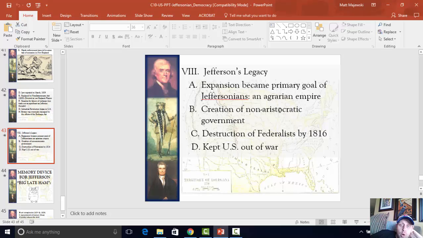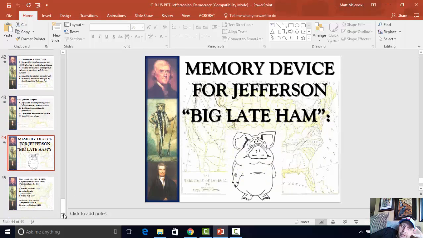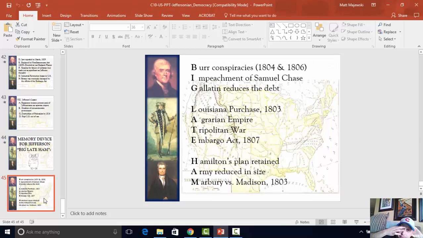Because of Jefferson's popularity, and he was popular even as a result of the Embargo Act, when he steps down, he's very popular. He was seen as kind of a champion of the people. The Federalists are going to be destroyed by 1816, and most importantly, even with the disastrous Embargo Act, he keeps us out of war with Britain and France, which would have destroyed us as a country, just like it would if Washington or Adams had gotten us into a conflict as well. Memory device, Big Late Ham, right? Big Late Ham, there it all is for you, the major parts of Jefferson's presidency.